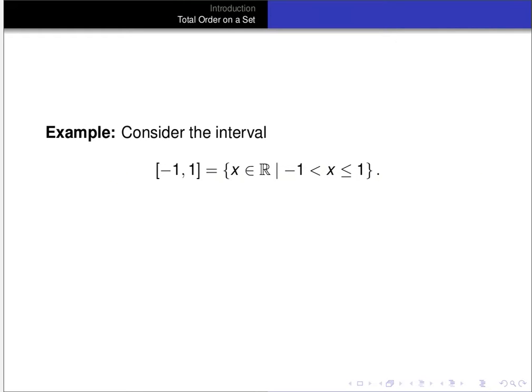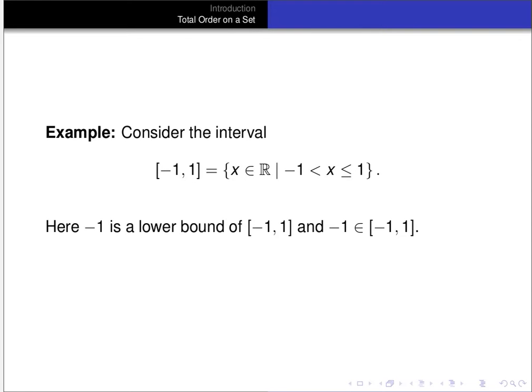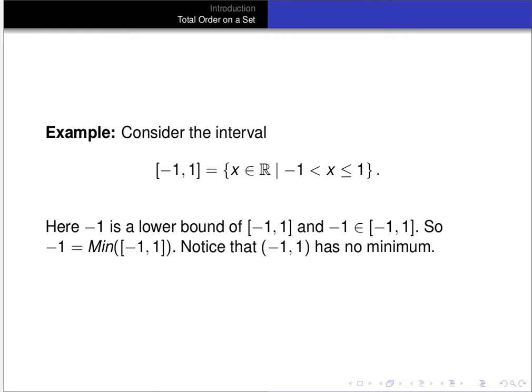So look at this interval. It's now the closed interval from -1 to 1. All right, so it's all of the real numbers including -1 and including 1. -1 is a lower bound of that set and also an element of that set. Okay, so we'd write -1 is the min of that closed interval. Notice that the open interval from -1 to 1 just has no minimum. It has lower bounds, but it has no minimum.